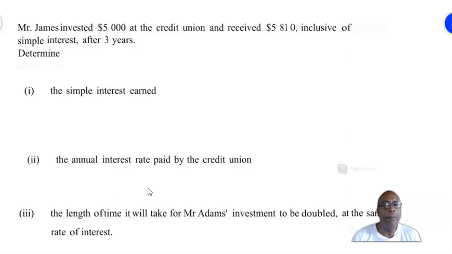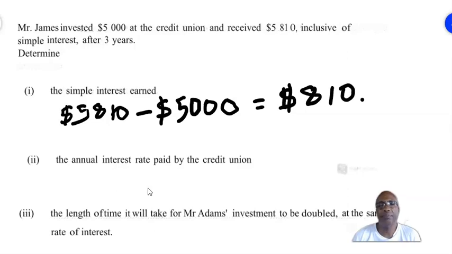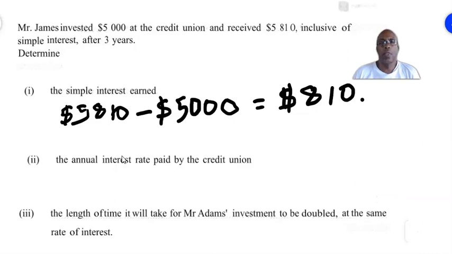So to find that, we simply subtract the total amount earned after 3 years, which is $5,810, and we subtract the principal he deposited at the beginning, which is $5,000. And when we subtract, we get the total interest paid as $810. Let's go to part 2. Calculate the annual interest rate paid by the credit union.